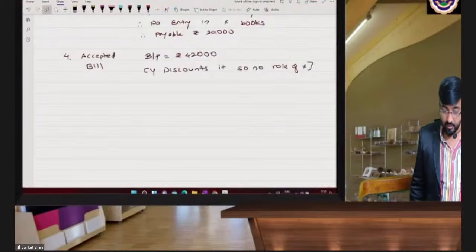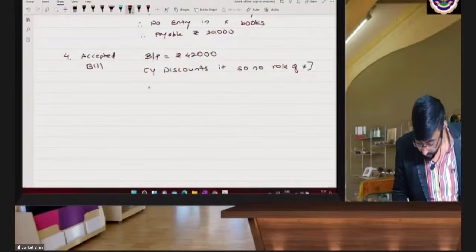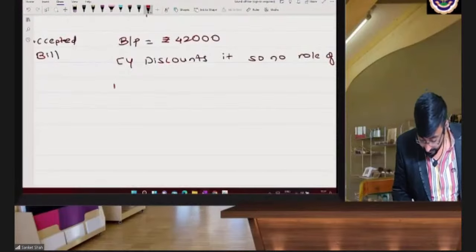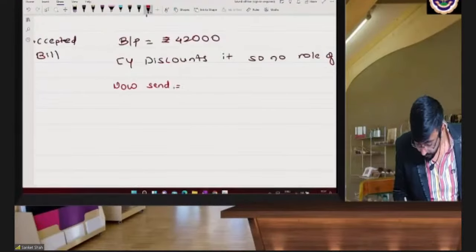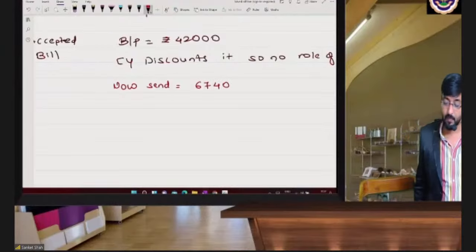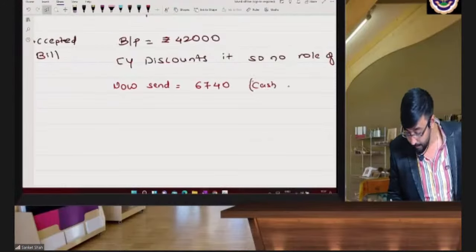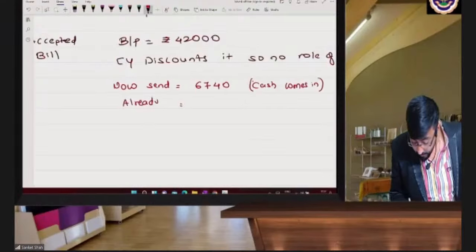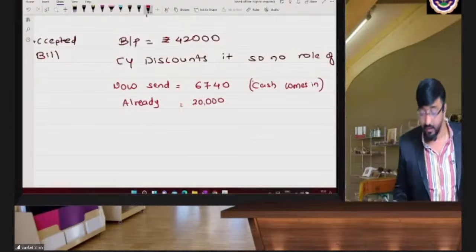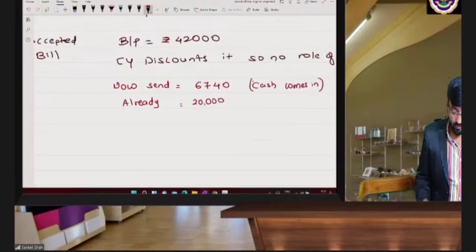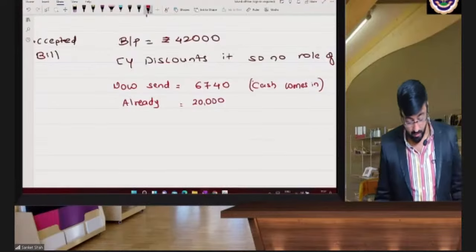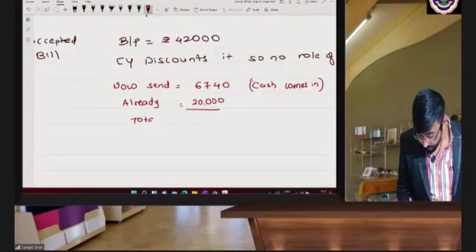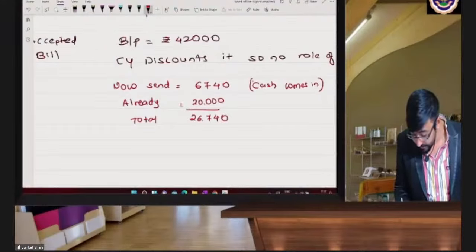Okay. So here, yes, this is important, beta. This is very important. This entry. So red pen transaction. Now Y sends 6740. So this is cash comes in. Already we have 20,000. So already 20,000 we have, and therefore total we have 26,740.